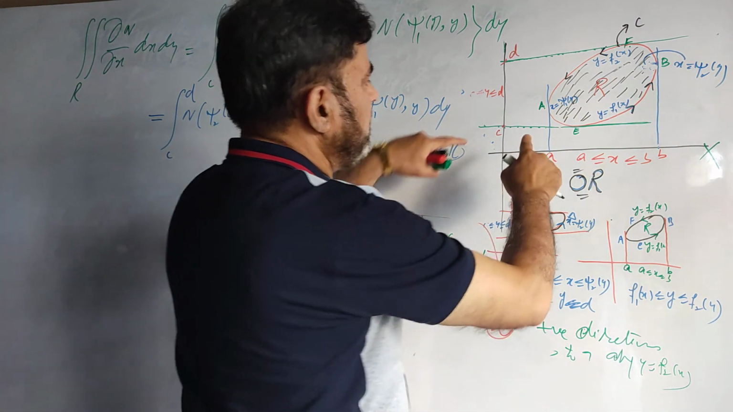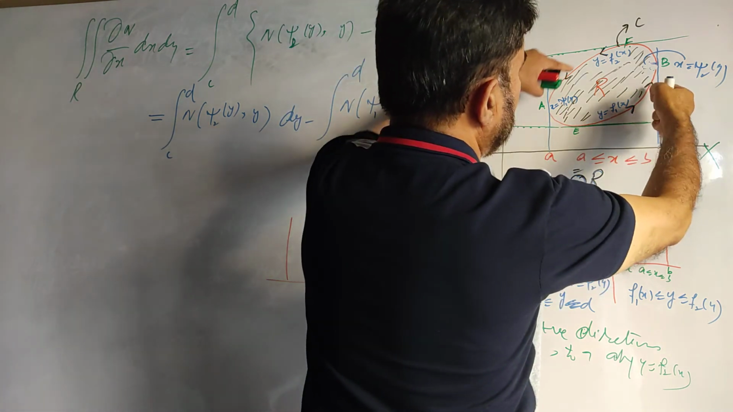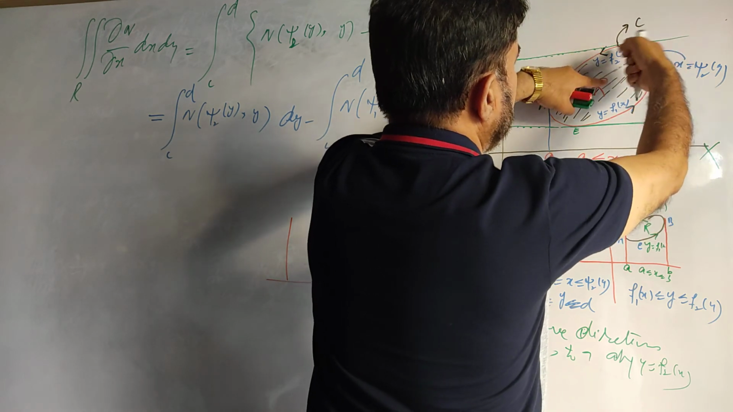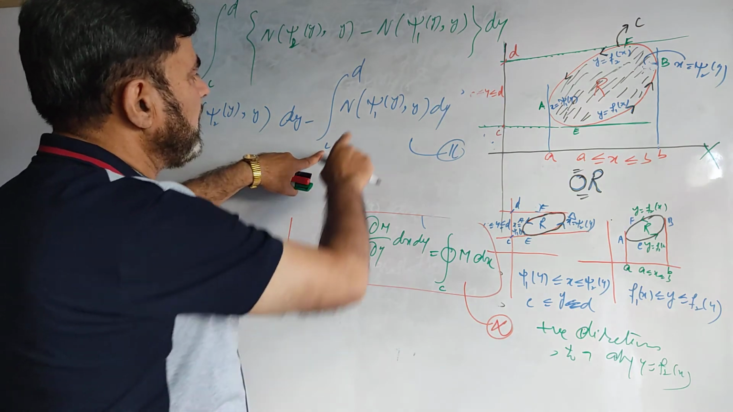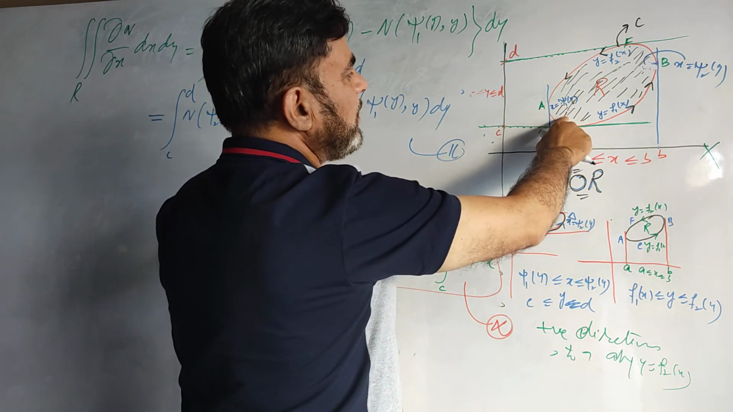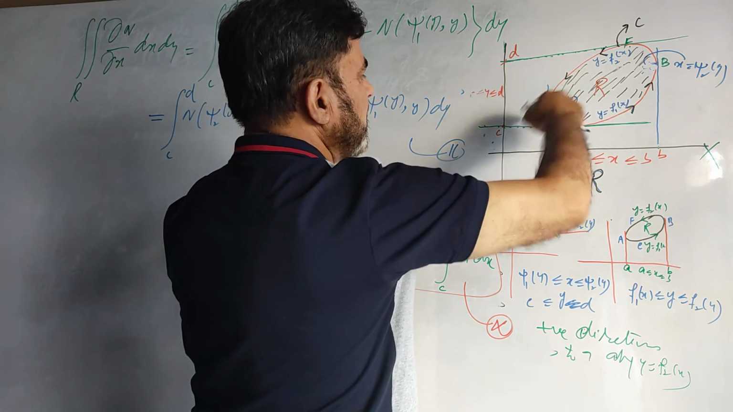When you go from this c to d, it is like this. It is the positive part. You are going this way. C to D is the positive part. Now look here, psi 1(y). This is your psi 1(y). When you want the positive part for this, how should you go? You should go like this. But here it says C to D.